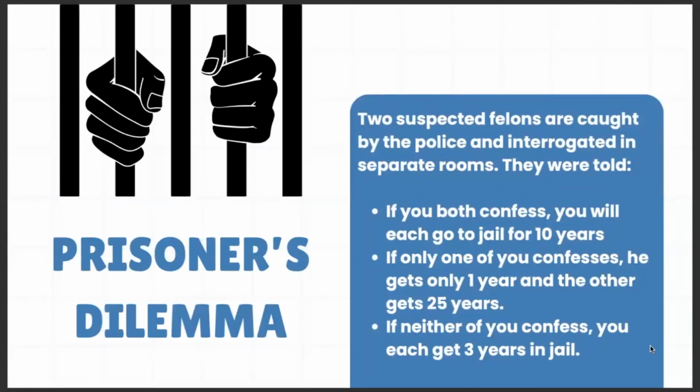One famous game is the Prisoner's Dilemma, which states the following scenario. Two suspected felons are caught by the police and interrogated in separate rooms. They were told that if you both confess, you will each go to jail for 10 years. If only one of you confesses, he gets only 1 year and the other gets 25 years. And if neither of you confess, you each get 3 years in jail.